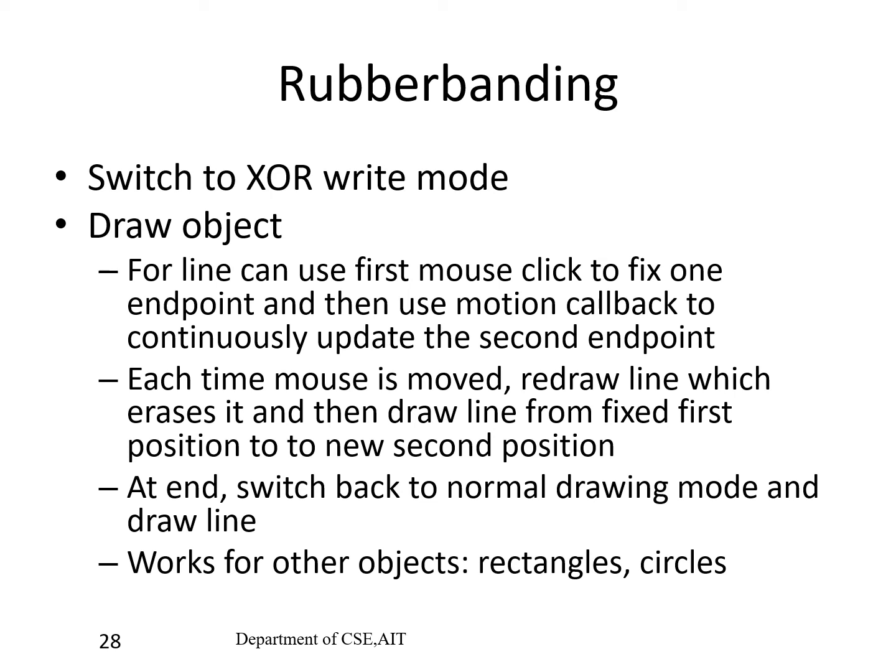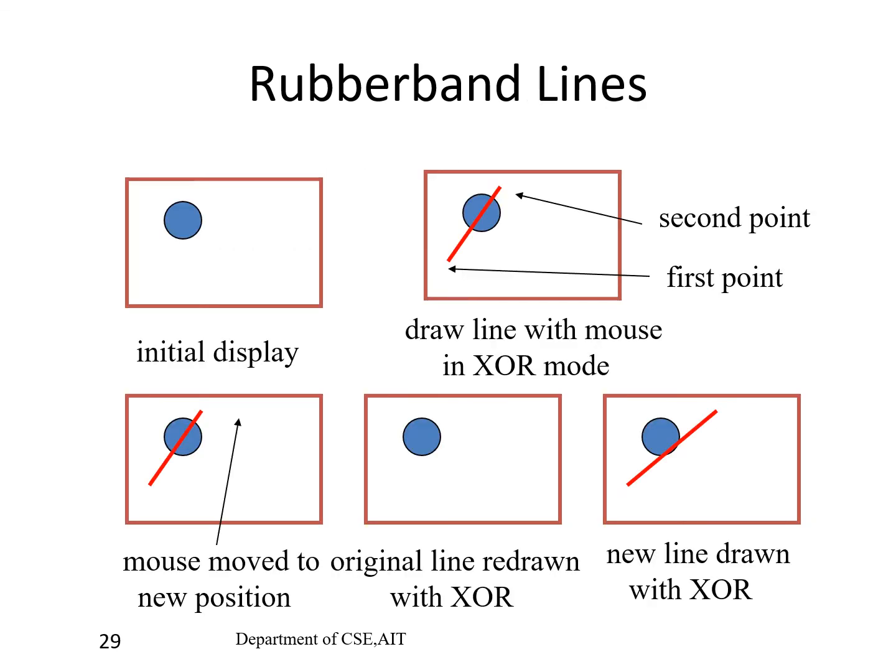So we can use the drawing modes with the XOR values here. This works very nicely for rectangles, circles and so on, and you can see a beautiful rubber banding effect. You can develop some small programs using this rubber banding effect. So you can look at this picture over here. This is how the rubber banding effect happens.